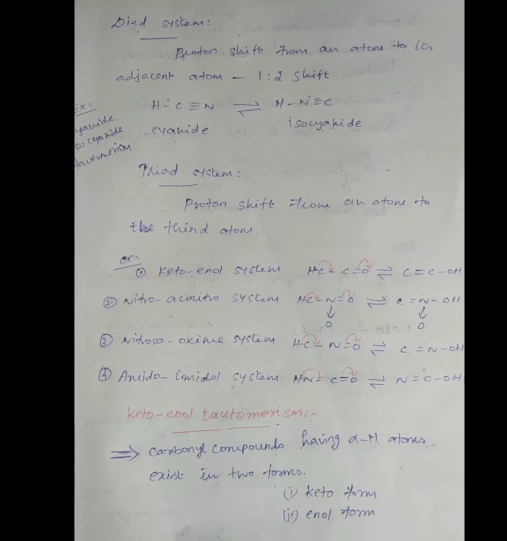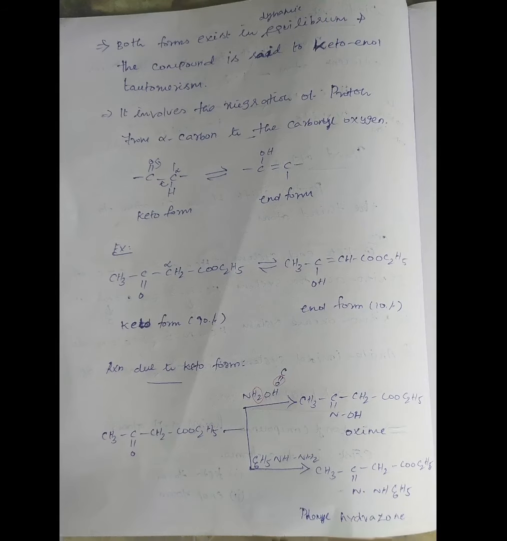So let's see keto-enol tautomerism. The carbonyl compounds having alpha hydrogen exist in 2 forms, that is keto form and enol form. Both the keto and enol forms are in dynamic equilibrium, and this is said to be keto-enol tautomerism. In this tautomerism, the proton migrates from the alpha carbon to the carbonyl oxygen.